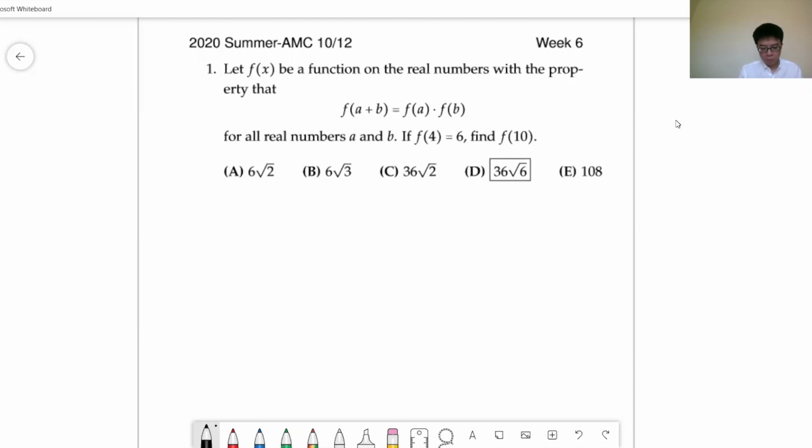So we have a function satisfying the following properties. F of a plus b equals f of a times f of b. And then we know f of 4 equals 6. We want to solve f of 10. All right, let's use this property to rewrite f of 4. So 6 equals f of 4. And 4 equals 2 plus 2. So this is f of 2 times f of 2, which is the square, f of 2 squared.